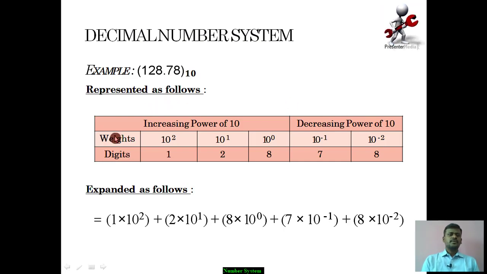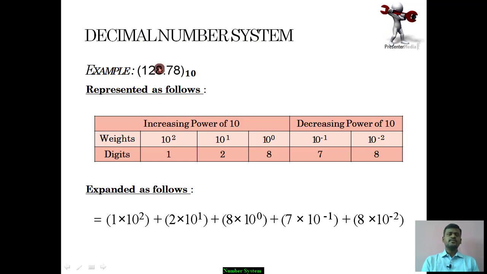So we will write the digits as 128.78, that is digits 1, 2, 8 and 7 and 8. So 1, 2, 8 are under increasing power of 10, 7, 8 are under decreasing power of 10, as they are on the left and right side of the fractional point. So we have written all the digits. Now we will calculate the weights of each digit. So how can we assign weights to each digit.